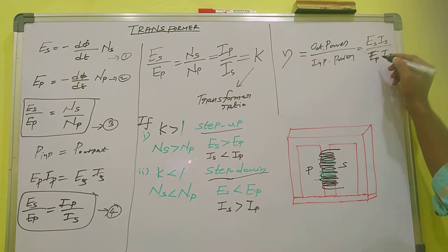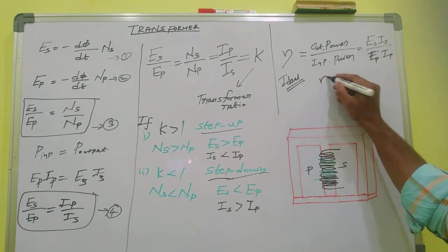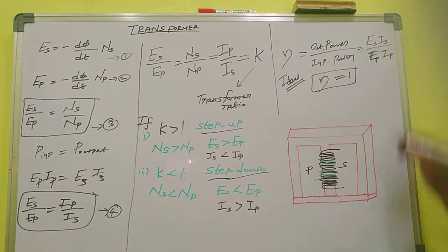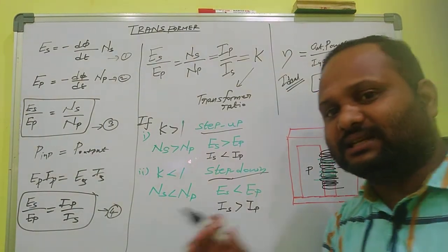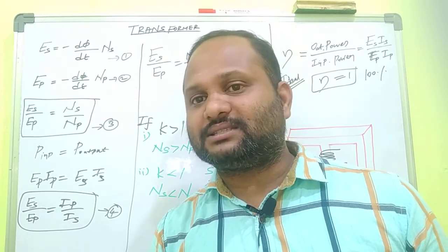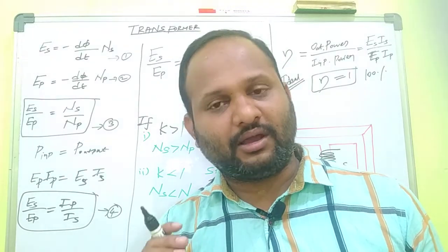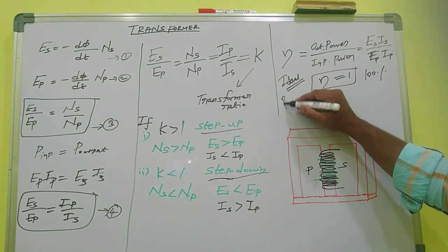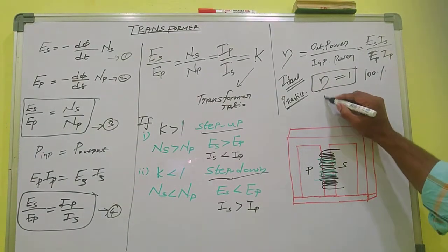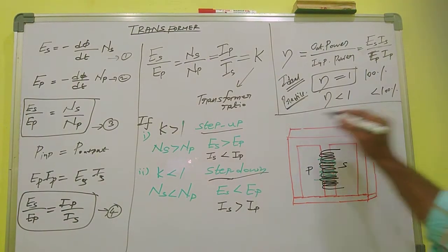The output power and input power are the same only in the case of an ideal transformer. So for an ideal transformer, eta is always equal to 1. That means the efficiency is 100%. But in practical cases, the output power is always just less than the input power because of some losses. These losses we are able to minimize, but we can't eliminate. There are some losses in the transformer in practical cases. So in practice, the eta value is always less than 1, that means the efficiency is less than 100%. That is the efficiency of the transformer.